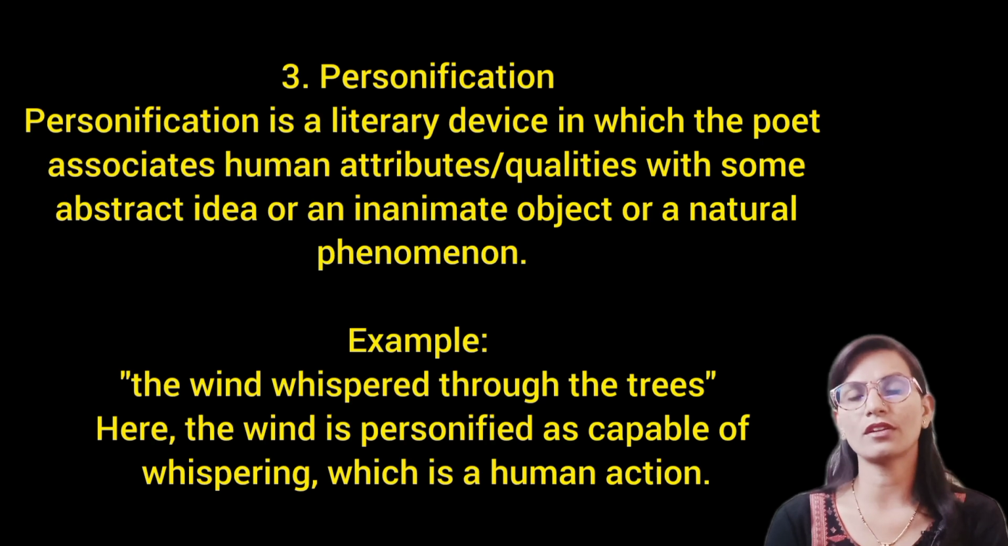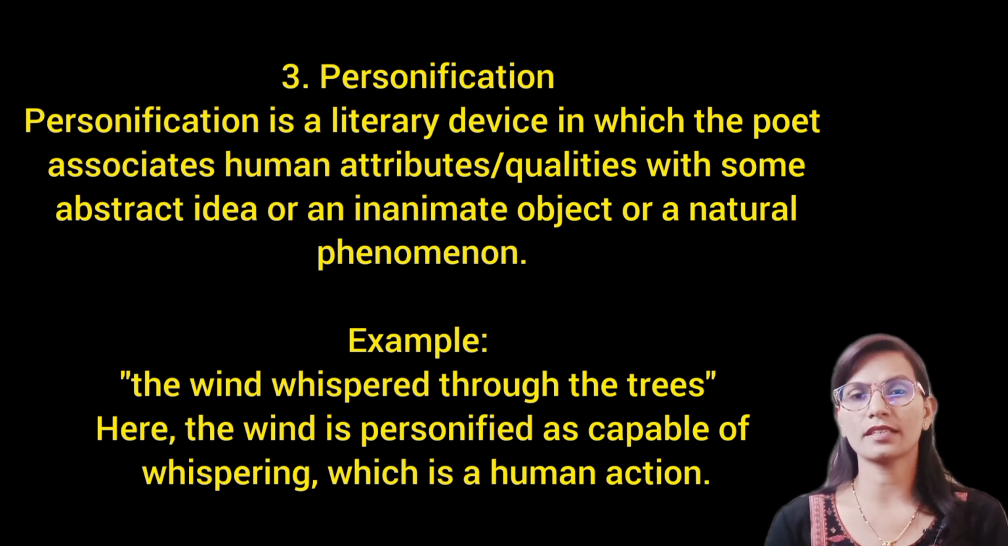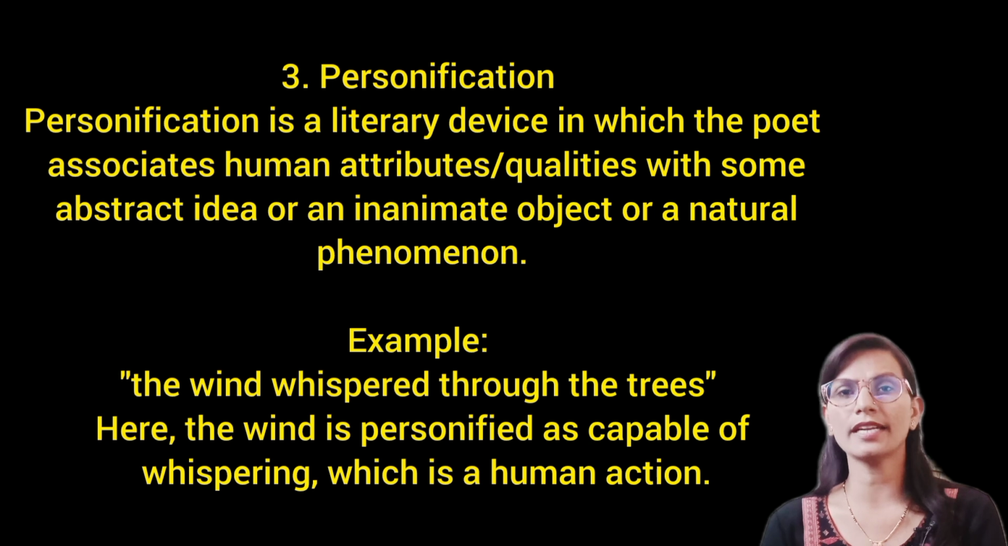Let's talk about the third figure of speech, and this is the personification. Personification, when human being's quality is given to any object, idea or any other thing, then in this case you can say there is personification. For example, the wind whispered through the trees. Here, the wind is personified as capable of whispering, which is a human action.